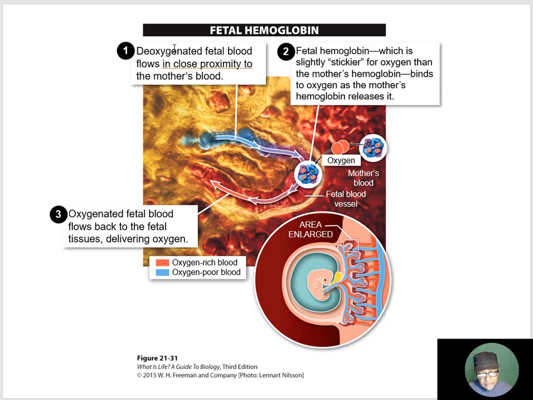Follow the flow. You have deoxygenated fetal blood, which flows in close proximity to the mother's blood. It is not admixed. There is not a mixing of the blood happening. Then the fetal hemoglobin, which is slightly, quote, stickier and more attractive to oxygen than the mother's hemoglobin, binds to oxygen as the mother's hemoglobin releases it as the vessels are going by. This diffusion is happening, right? There's no admixing. And so step 3, oxygenated fetal blood flows back to the fetal tissues, delivering the oxygen, and then the circuit begins again. And so this is an enlarged area of what's happening in that region. So there's a different type of hemoglobin that fetuses have.